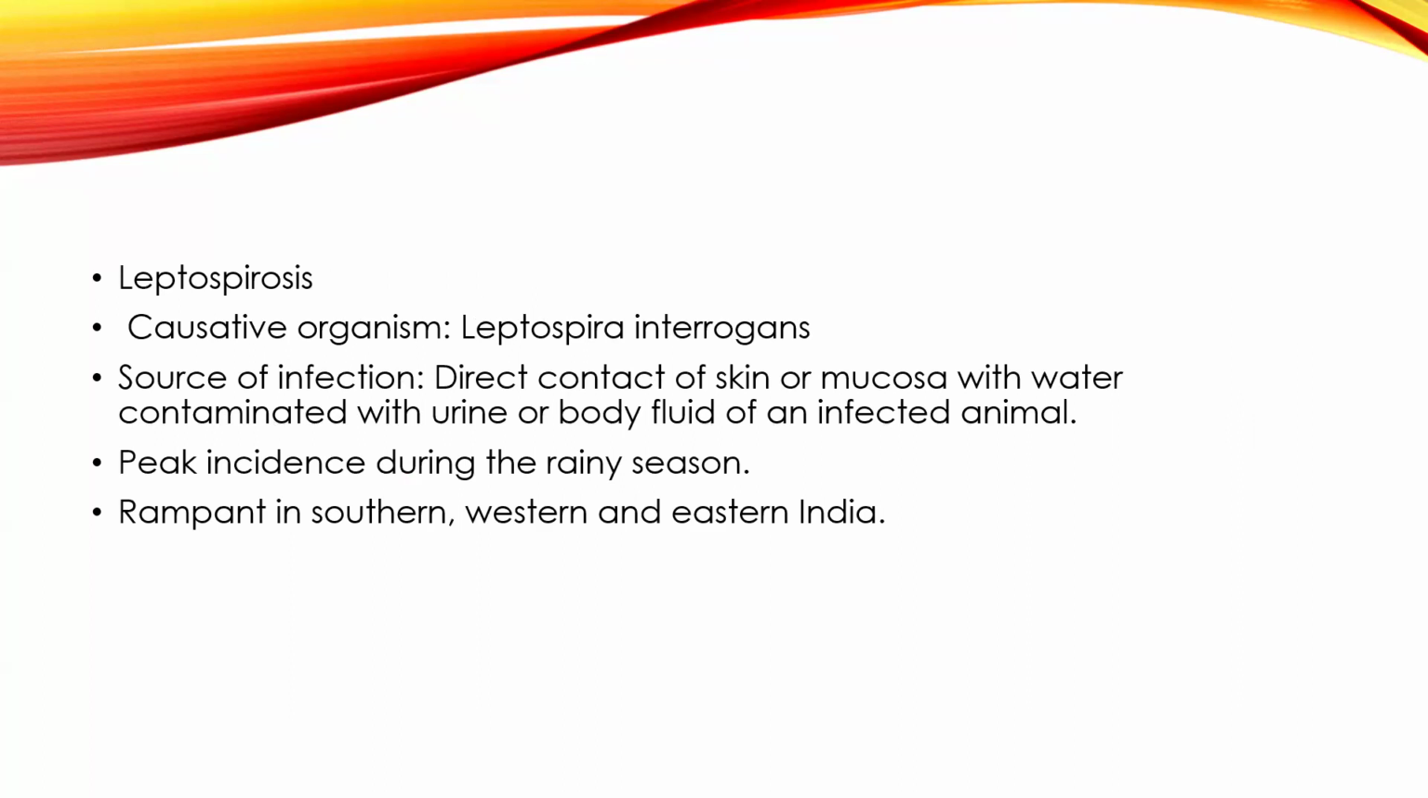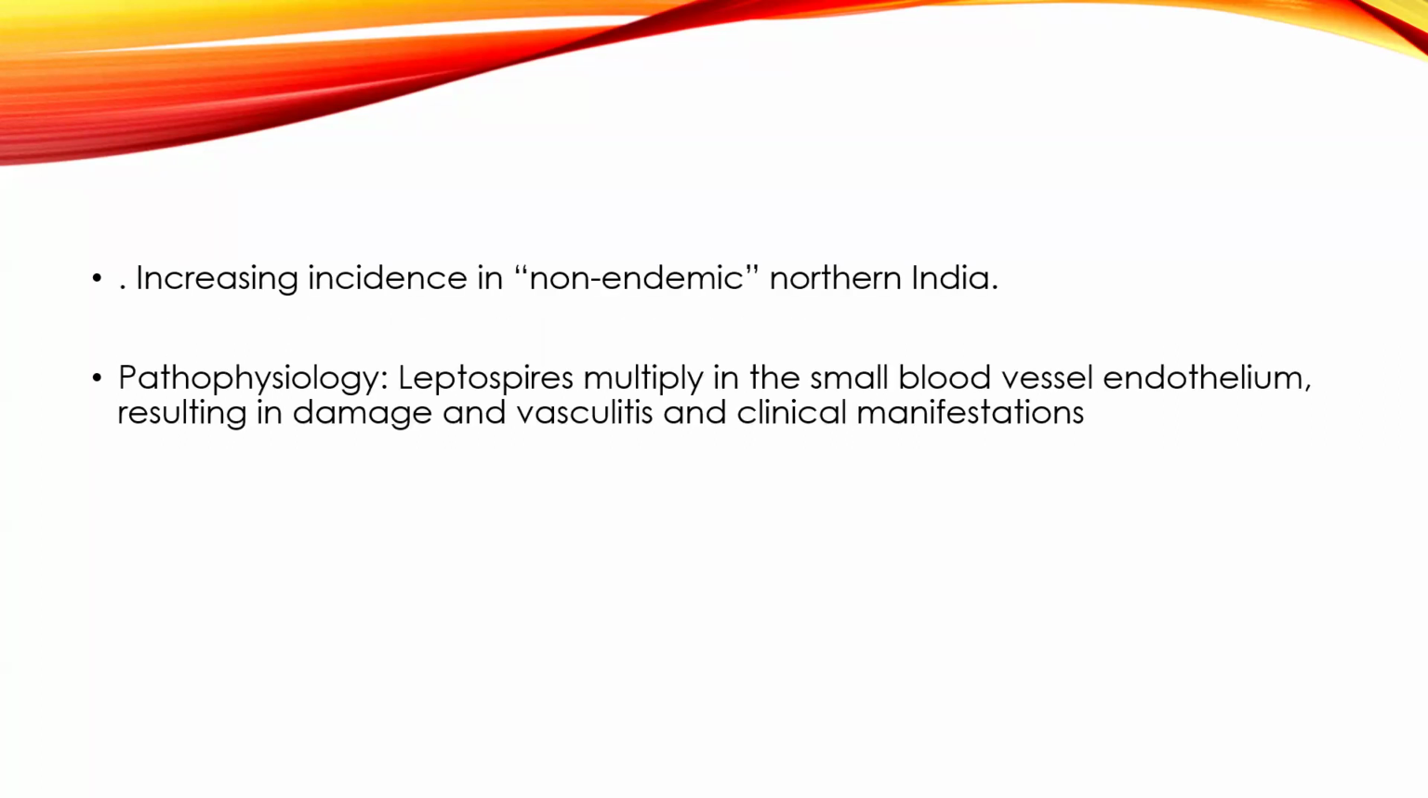Then the second tropical infection is leptospirosis, which is caused by the Leptospira interrogans. Source of infection is the direct contact of the skin or mucosa with water contaminated with urine or body fluid of the infected animal. Peak incidence is seen during rainy season, and it is found in the southern, western, and eastern regions. Increasing incidence in the non-endemic northern India.